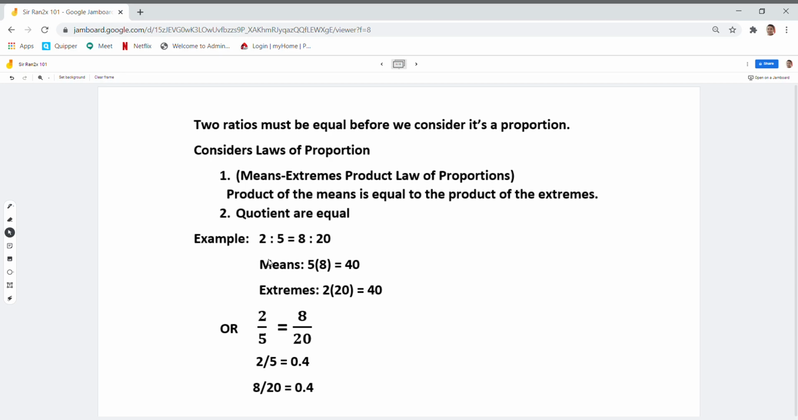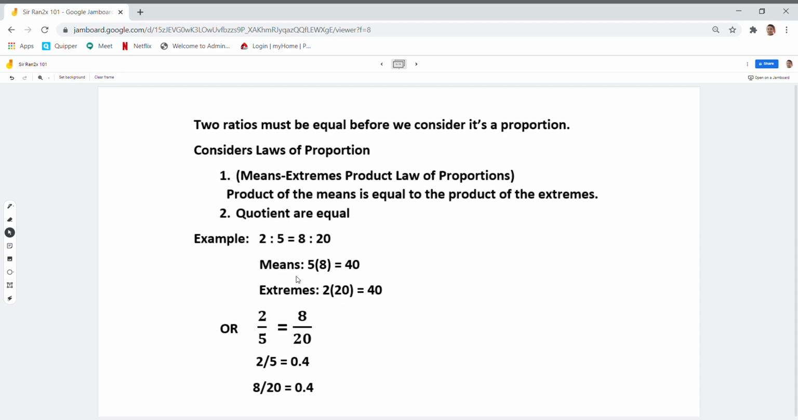So in our example here, 2 is to 5 as 8 is to 20. That's the proper way to read it. Again, 2 is to 5 as 8 is to 20. Your means are 5 and 8, no? The second and the third term. So you multiply that, 5 times 8, that's equal to 40. And then your extremes are the first and the fourth terms. So 2 and 20, you multiply 2 and 20, you have 40.